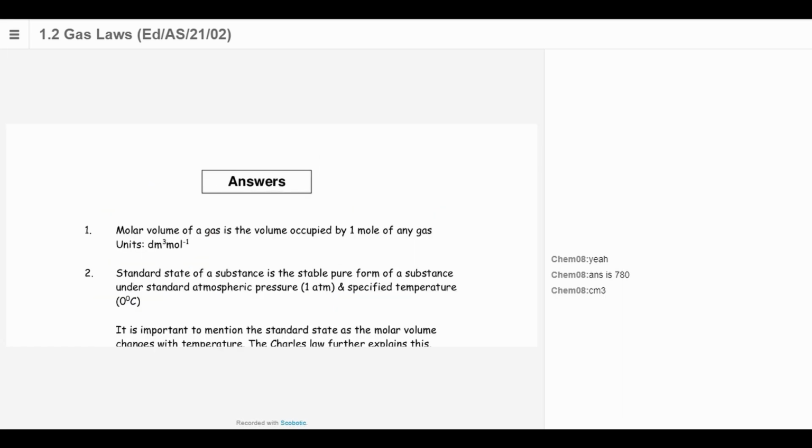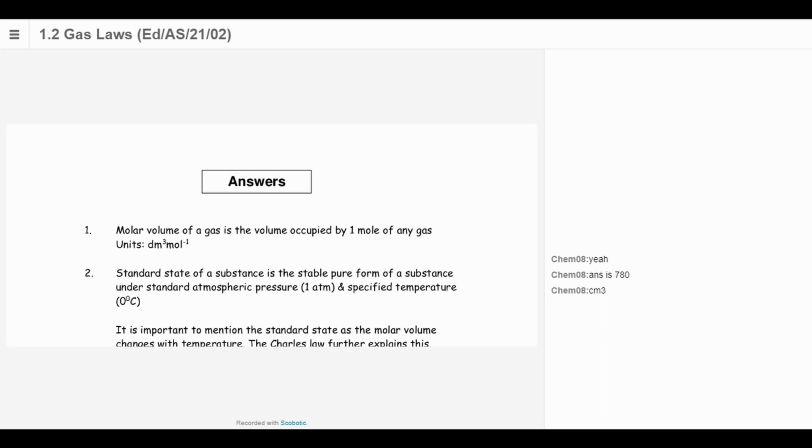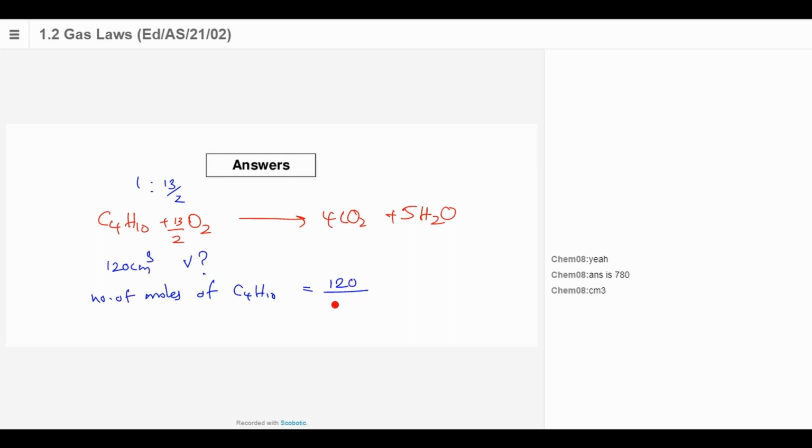Let's check whether it's STP or RTP. It says STP, so you have to use the molar volume under standard conditions, which is 22,400 in cm³, because the volume is given in cm³, divided by 22.4 in dm³. If it is RTP, then you should divide by 24,000 cm³ or 24 dm³. This is the number of moles. You don't need to use the calculator for this. Leave it as a fraction and use the calculator in the last stage.